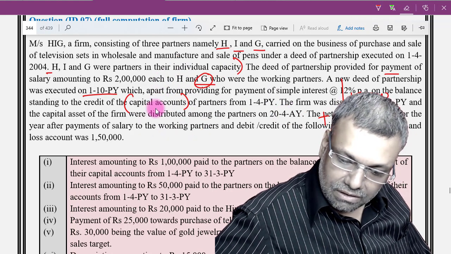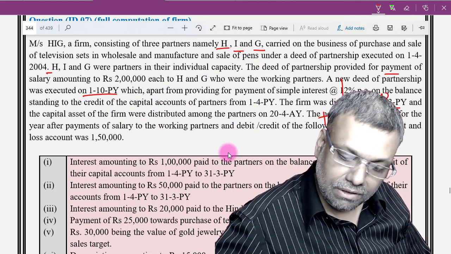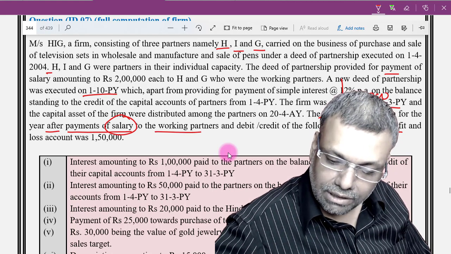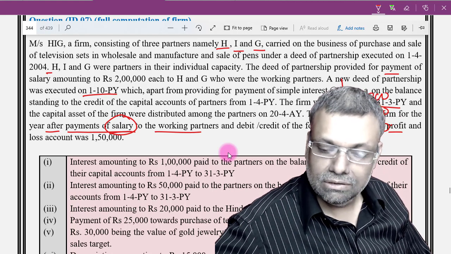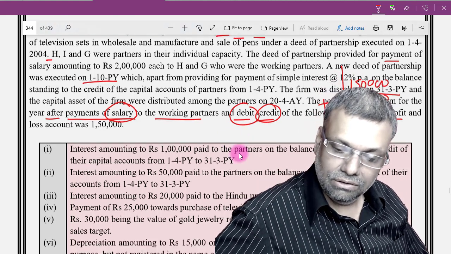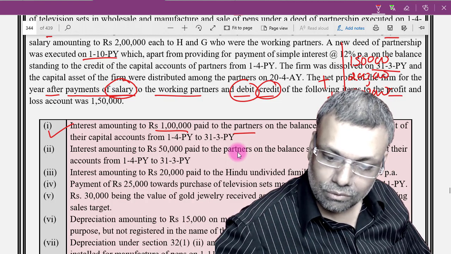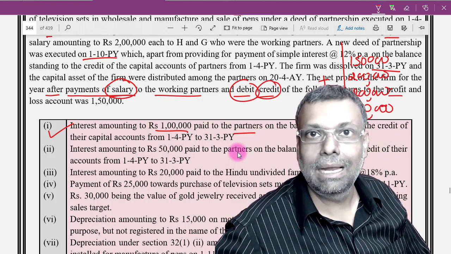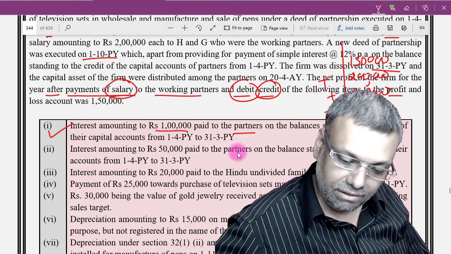Now further, the net profit of the firm for the year after the payment of salary. That's the reason I've added the salary to the working partners. Okay. And after debit credit of the following items. So salary is already added, and after the debit credits of the following items, interest amounting to 1 lakh paid to partners. So first of all, I will add 1 lakh. Straight away, a transaction to a partner, interest, whether on loan account, capital account, current account, whatever account, if it is paid to the partner, add it. First of all, add it.